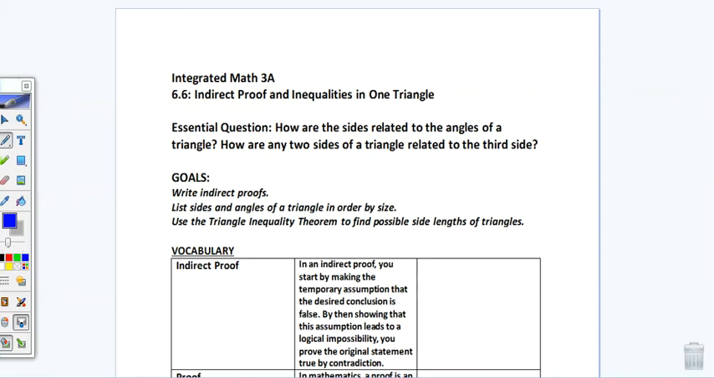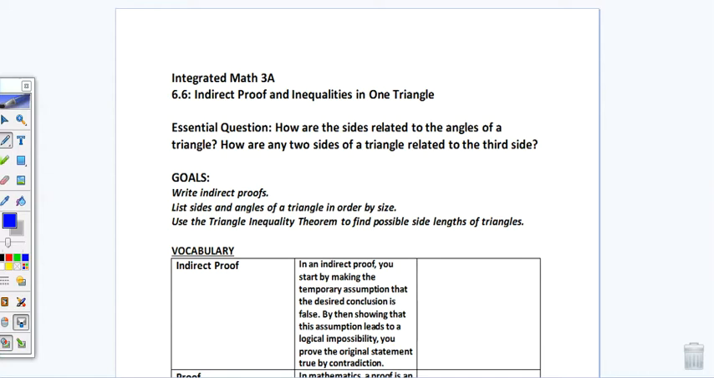Indirect proof of inequalities in one triangle. We're talking one triangle today, kids. Central question today: how are the sides related to the angles of a triangle? How do we talk about sides as we relate them to angles? How are any two sides of a triangle related to the third side too? We're going to talk about that.